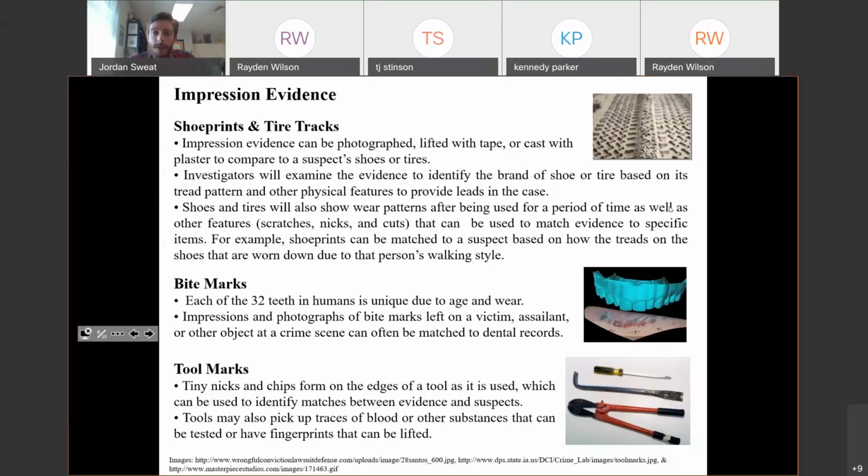Yes, okay. So there's many reasons why somebody could bite another person. As it says here, bite marks left on a victim, an assailant, or other objects at the crime scene can often be matched to dental records. So if you've ever been to the dentist, then your dental records are out there. And a lot of the times whenever we find skeletal remains, that's one of the first things that are done: we try to see if the dental records match that person's teeth.